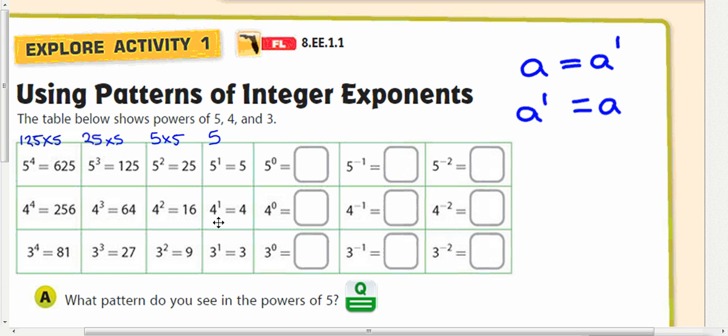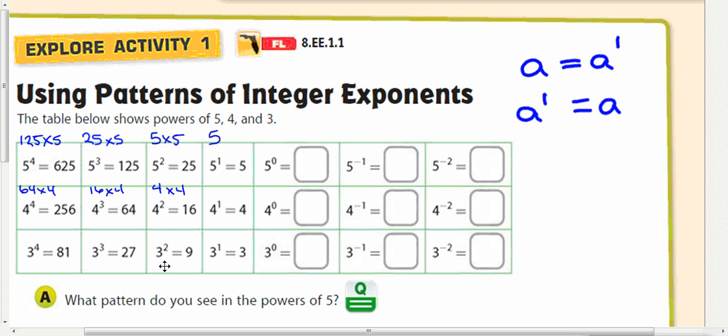Let's see. From 4 to the first to 4 to the second is, yes, 4, the original answer, times 4. To go from 4 to the second to 4 to the third, I could take 16, which is 4 squared, times 4, and I do get 64. To go from 4 to the third to 4 to the fourth, I would take 64 and multiply it by 4, and I do get 256. So that works.